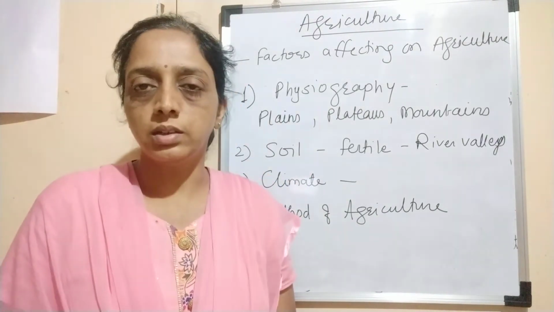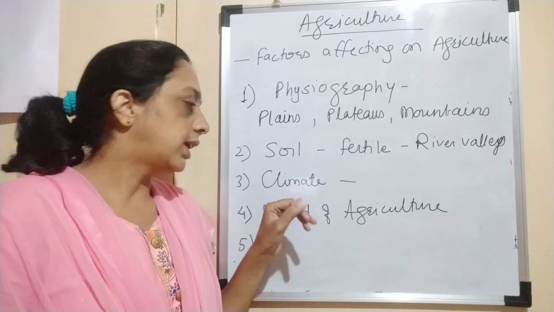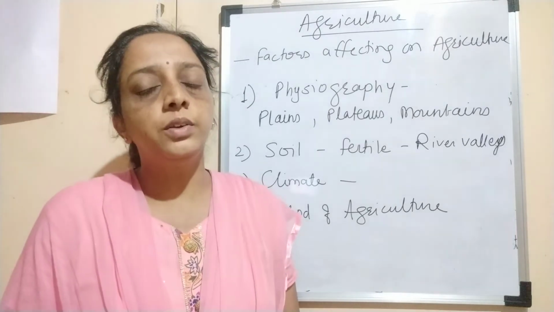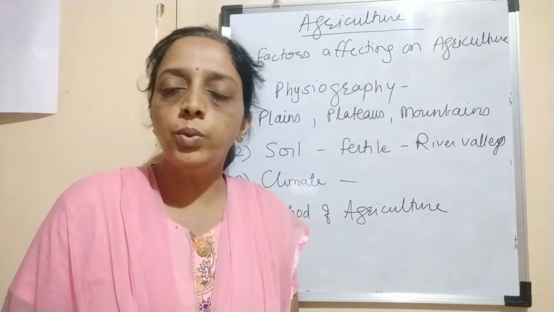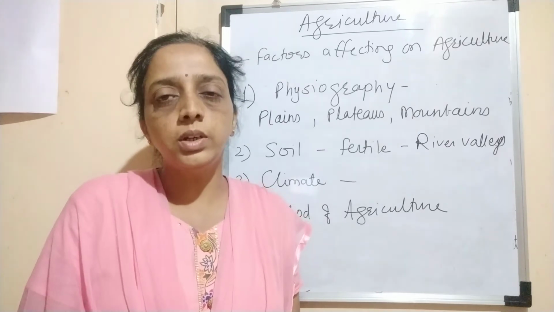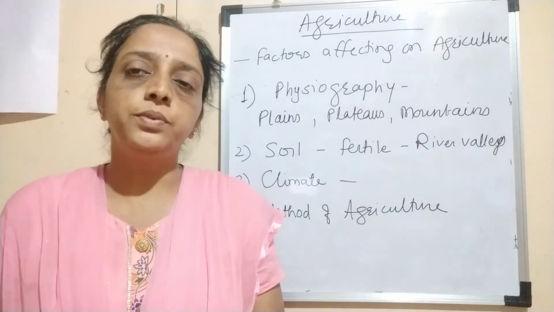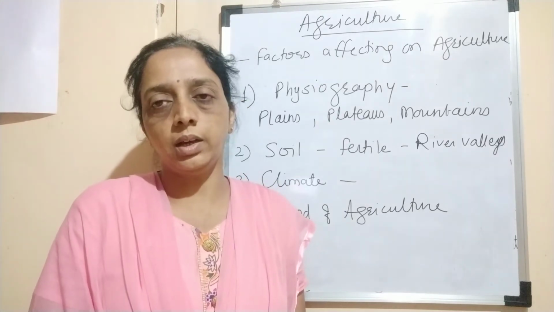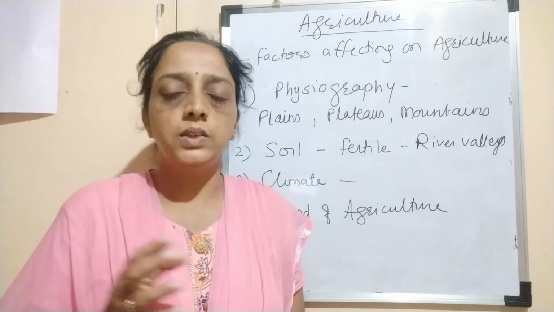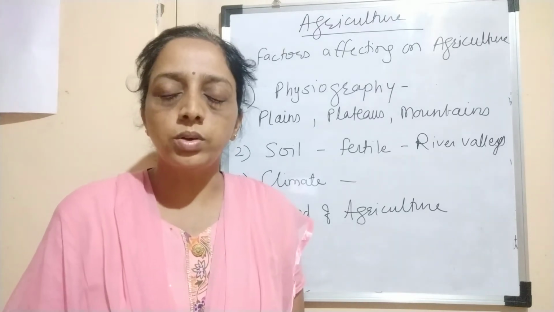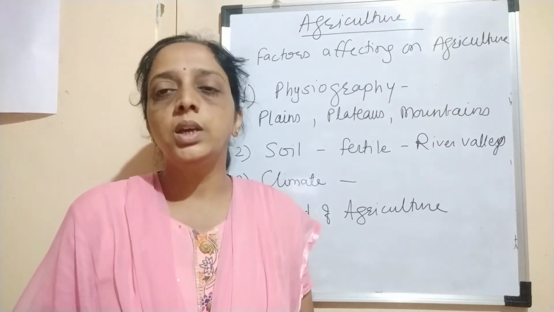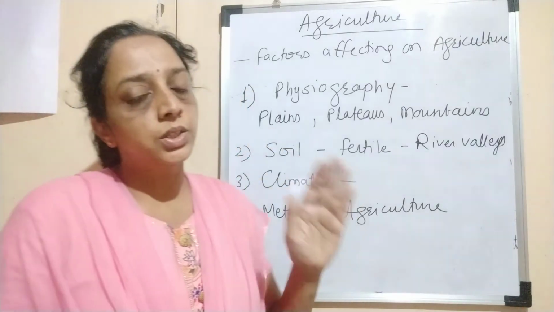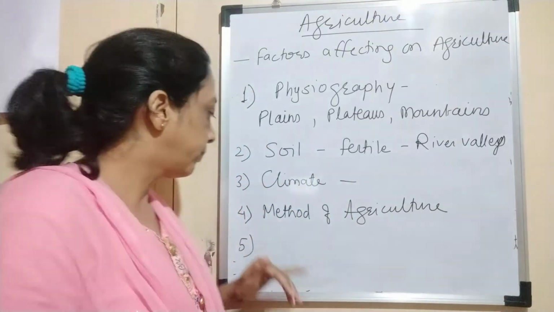The third factor which is affecting agriculture is climate. Every crop requires a different type of climate. So all over the world we see different crops growing in different regions. Accordingly, these countries are trading, selling those products which are not grown in other countries. So climate is also one of the major factors.